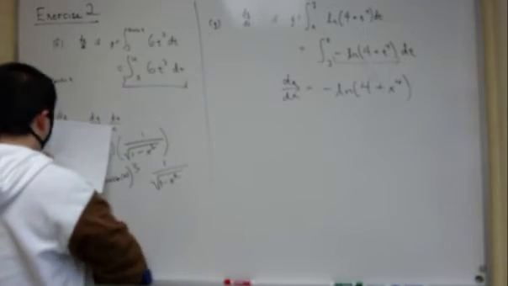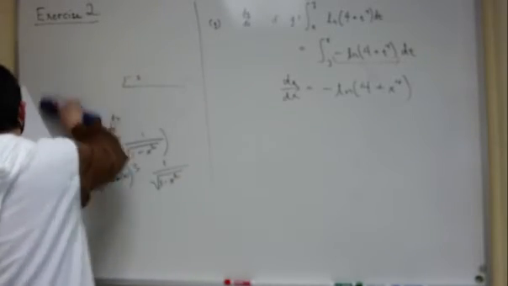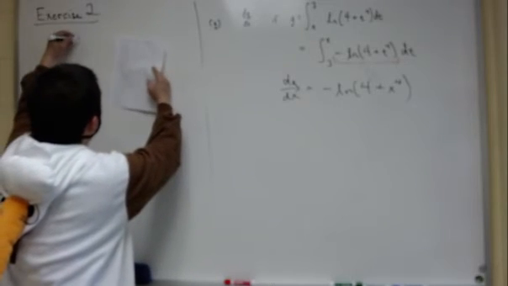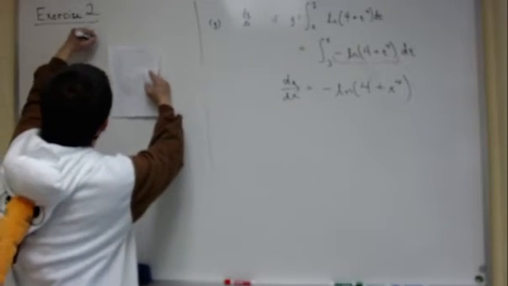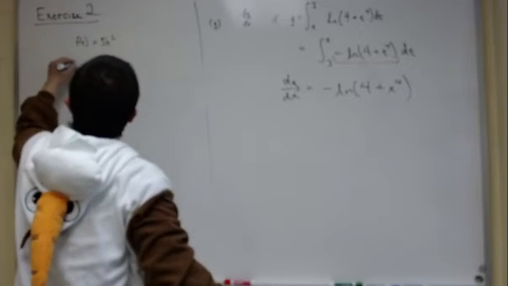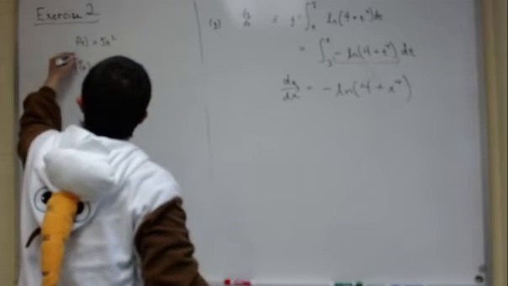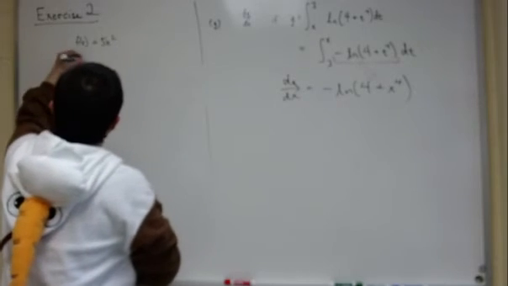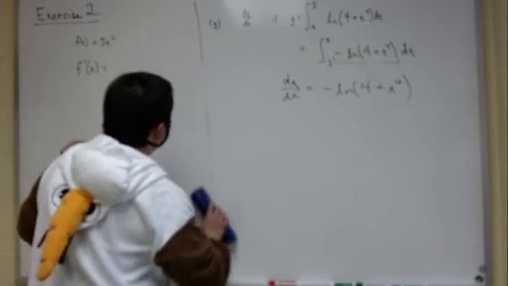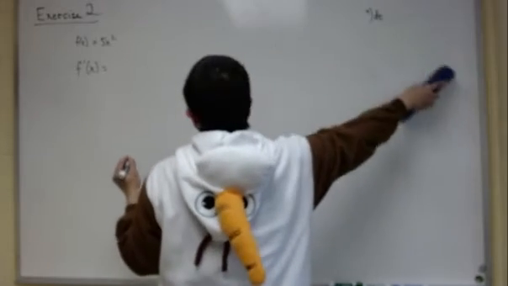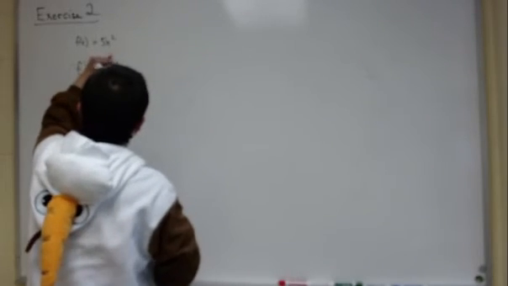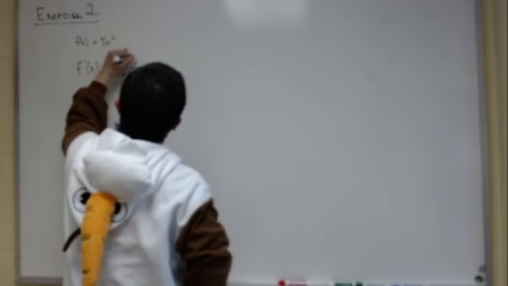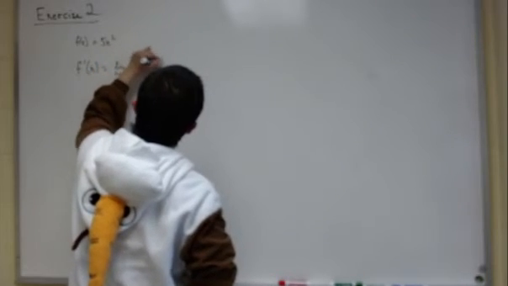Finally, part h is by definition. So we're asked to take f of x equals 5x squared and find f prime of x by definition. So let's do that. f prime of x is, well, this is a limit, right? The limit as h approaches 0 of f of x plus h minus f of x, all over h.